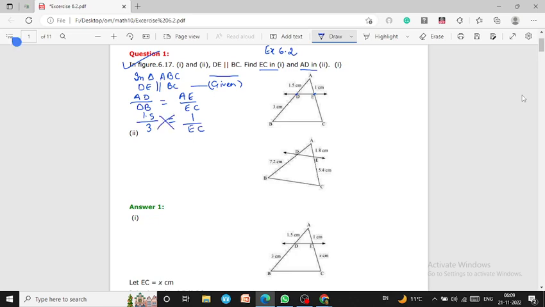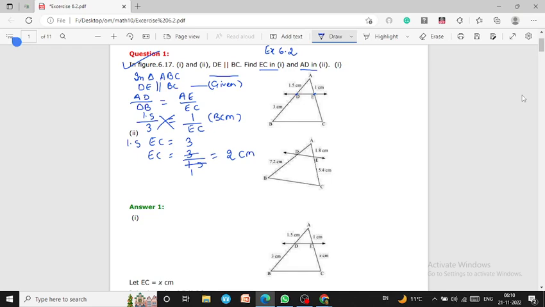By cross multiplying we get the result for EC: 1.5 EC is equal to 3 into 1, which is 3, and EC is equal to 3 divided by 1.5. After dividing 3 by 1.5 we get 2 centimeter.